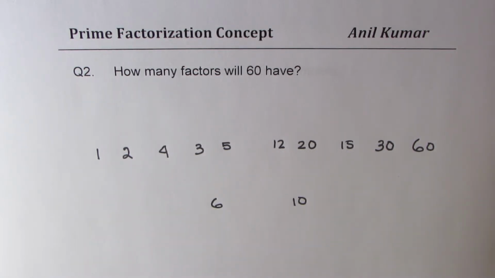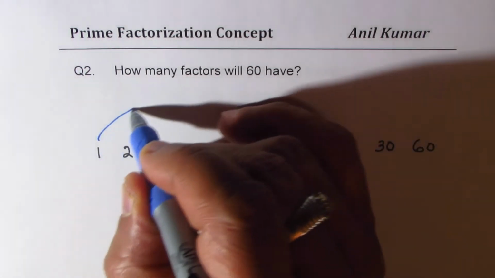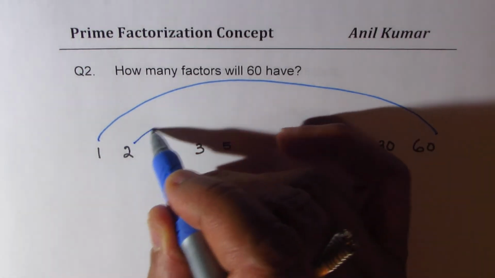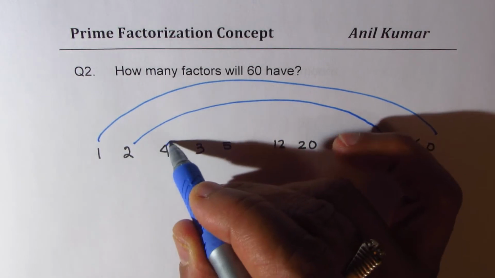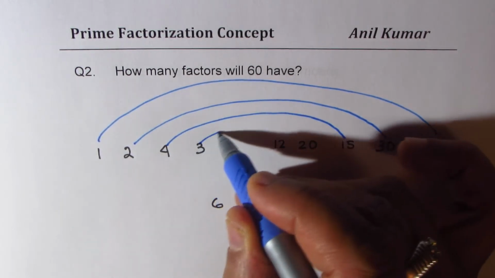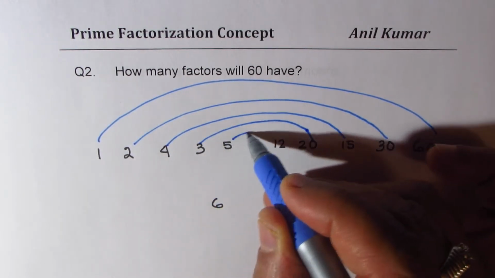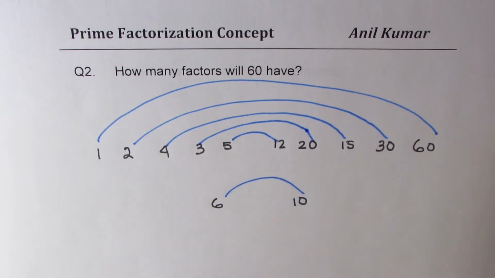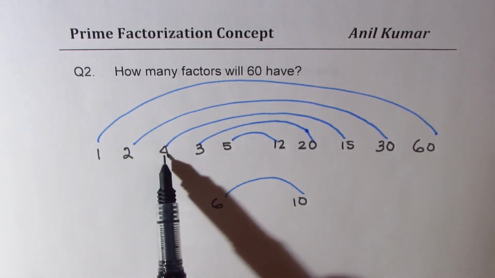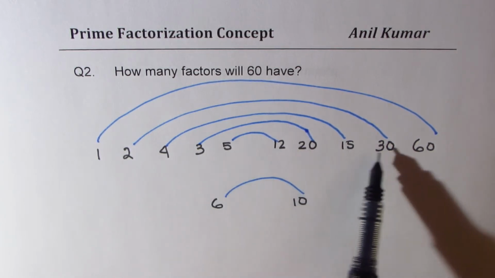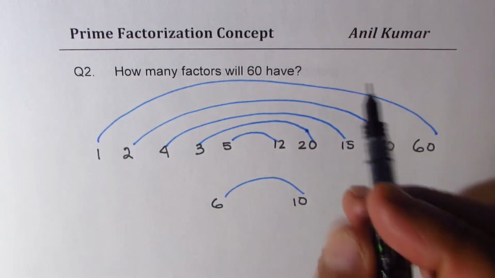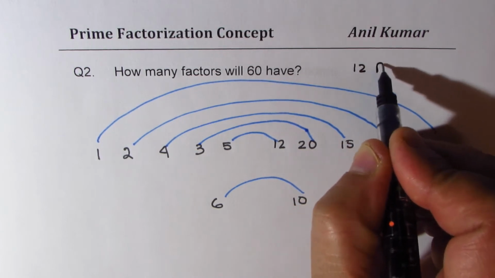So what we get here is a rainbow, as you saw earlier, where these numbers connect, correct? And they give you a product of 60, right? Also this, correct? So you can now count how many factors there are. 1, 2, 3, 4, 5, 6, 7, 8, 9, 10, 11, 12. So we have 12 factors of 60.